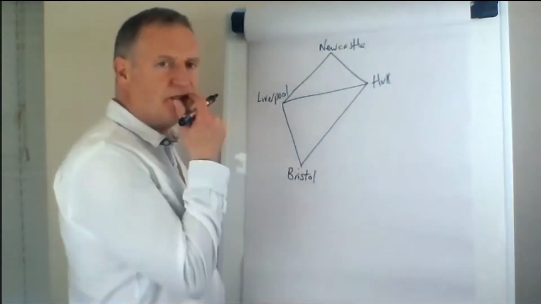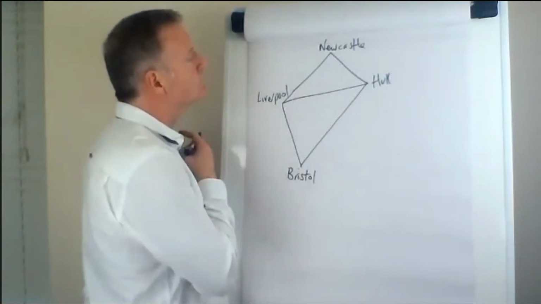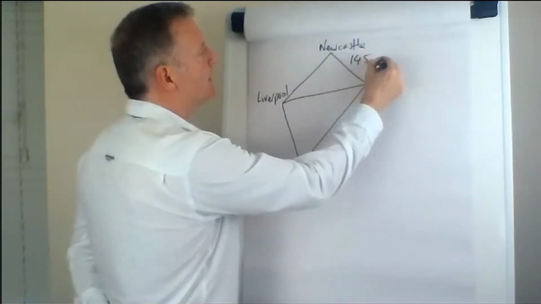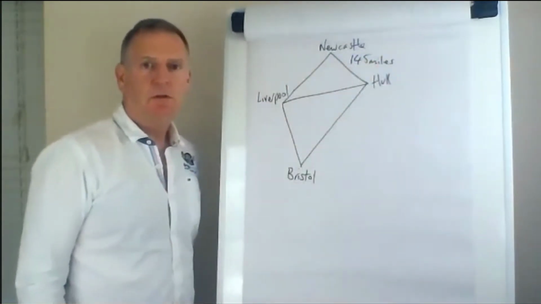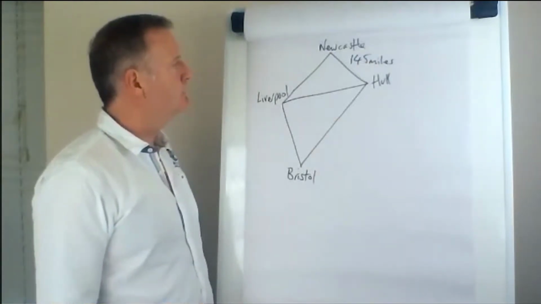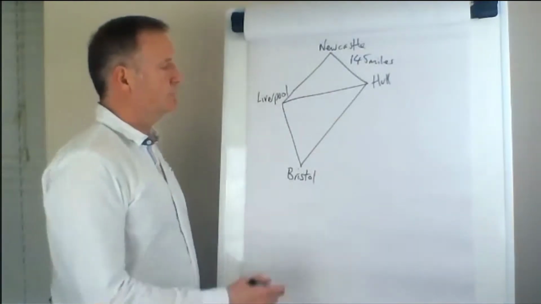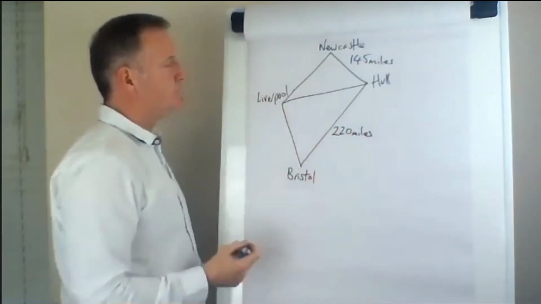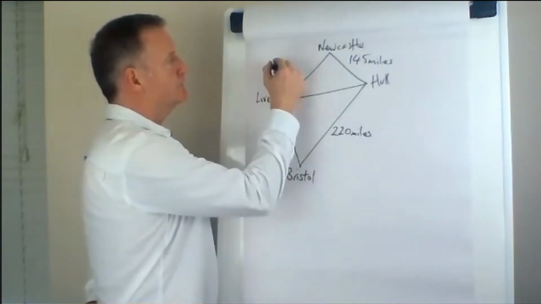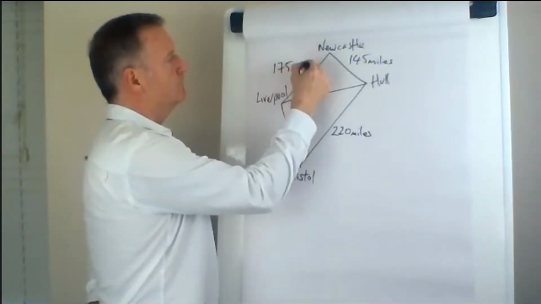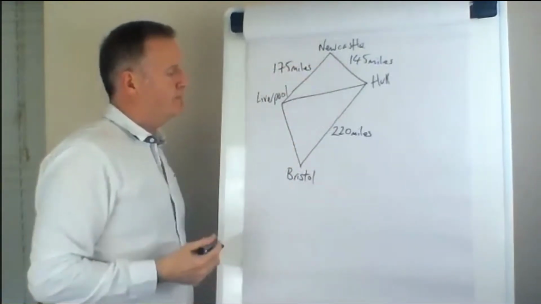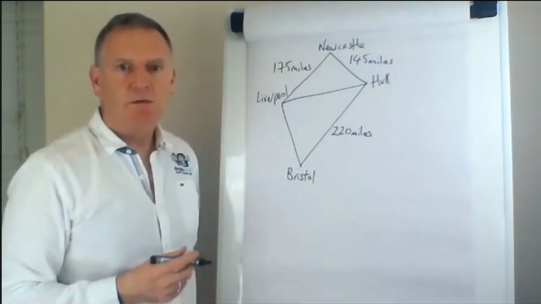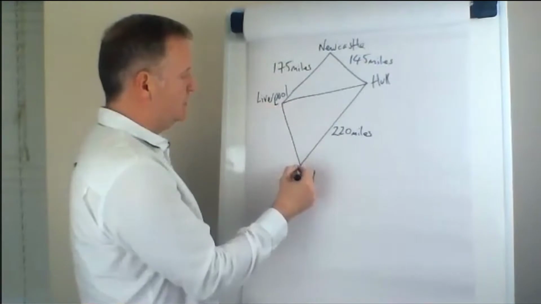And what does it tell us on the distances, Jack? Yeah, it says that from Newcastle to Hull, it's 145 miles. Right, so stop right there. It's measuring in miles. Yes, okay, go on. And then from Hull to Bristol, it's 220 miles. And then from Newcastle to Liverpool, it's 175 miles. And then we need to find out the distance from Liverpool to Bristol. So we need to find that out.